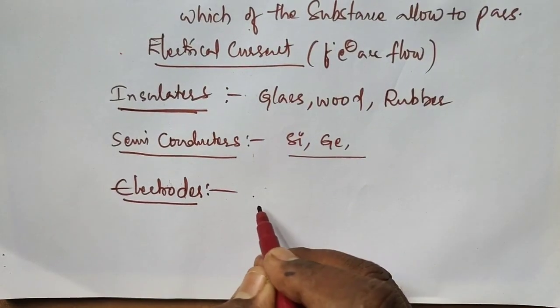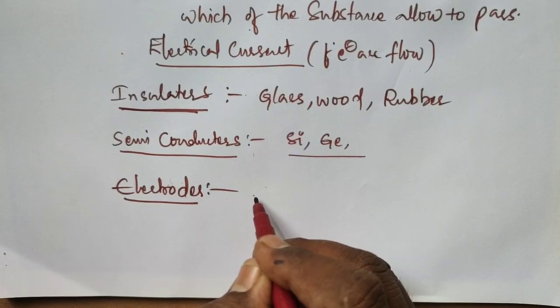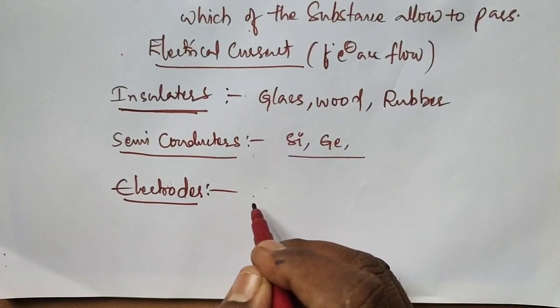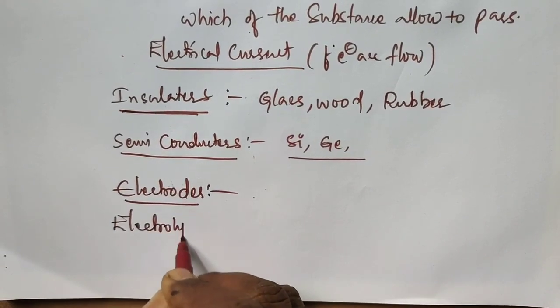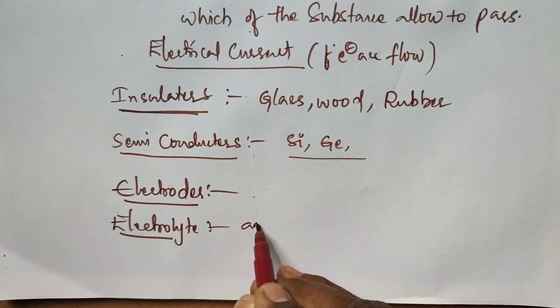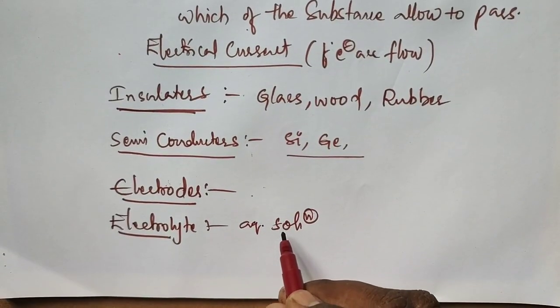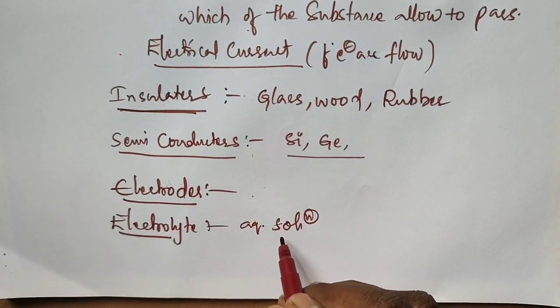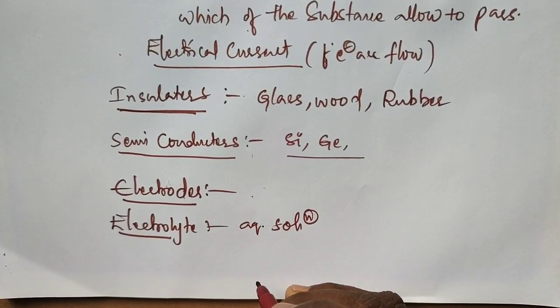These electrodes are dipped in an electrolyte. And what is an electrolyte? An electrolyte is a solution, a liquid that allows the current to pass, that means the flow of electrons takes place from one position to another in this liquid. This is called an electrolyte.